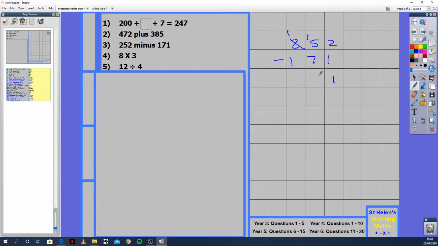15, someone takes 7 from me. That's absolutely fine. 15 minus 7 is 8. And then 1 minus 1 is 0. I don't put a dot there because then it looks like a decimal point. And that is 81.